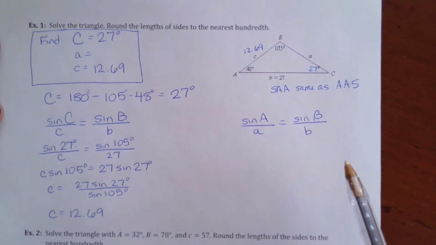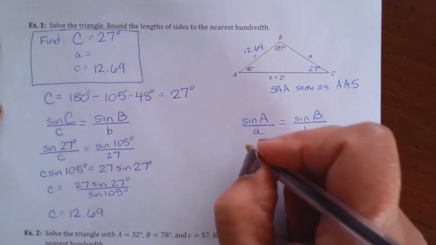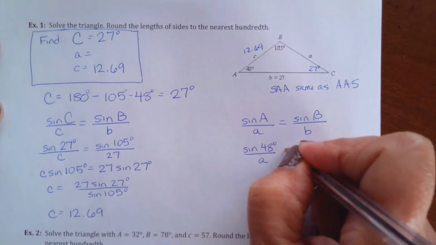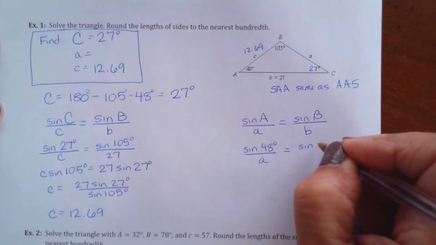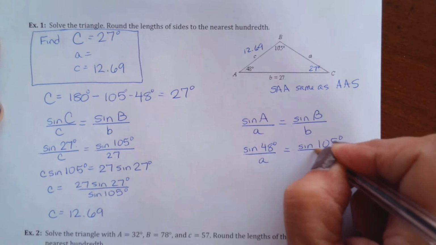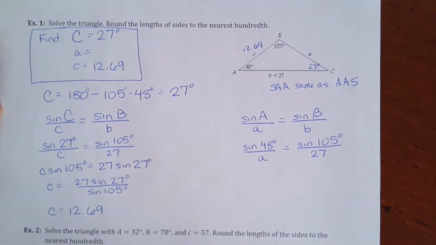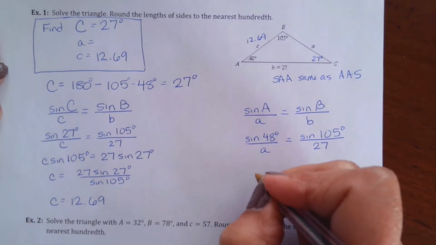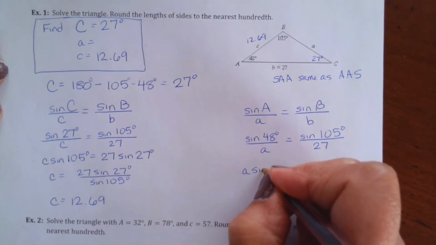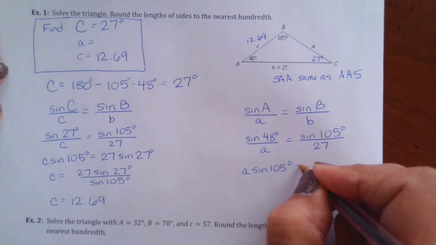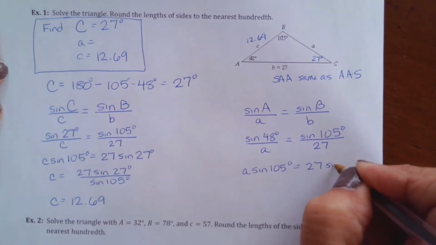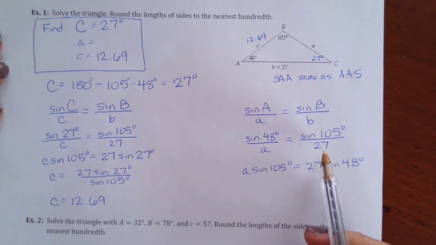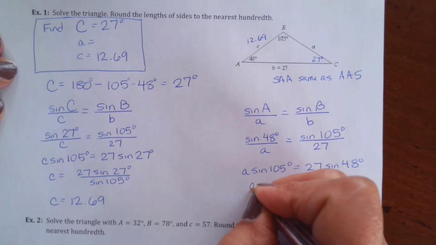Okay, all right, so the sine of A, so the sine of 48 over side A, we don't know yet. And then the sine of B, which is 105, divided by side B, which is 27. And again, you're just going to cross multiply just like we did and solve that. So this time we're going to get A times the sine of 105 equal to 27 times the sine of 48. Okay, so you're just cross multiplying. And then divide both sides by the sine of 105.